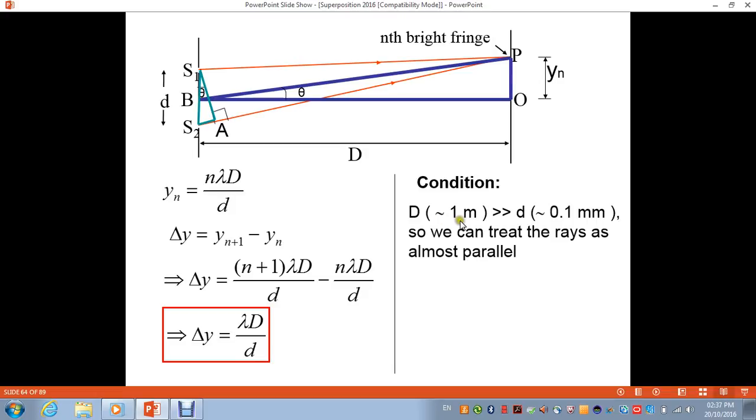It is of the order of 1 meter, and the small d is of the order of a fraction of a mm. So if you compare small d and big D, the big D is about 10,000 times bigger than small d. And it is valid to say that these two rays are almost parallel. Angle theta is indeed very small because of the dimensions here.